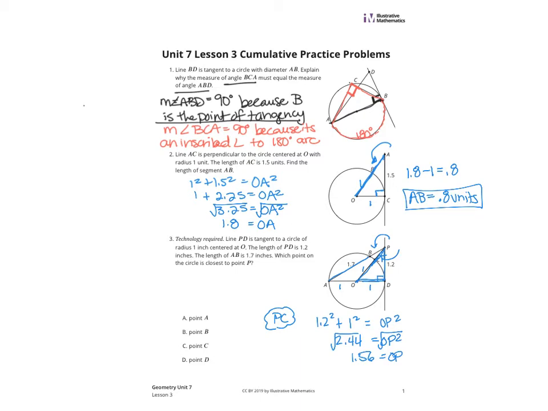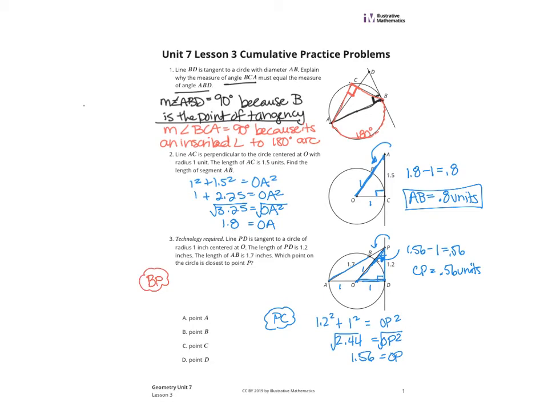So I'm going to subtract out the 1. So 1.56 minus the radius of 1 gives me 0.56. So from C to P is equal to 0.56 units, okay? So now let's find out how far B is to P. Okay, so this is a different problem. This is from B to P.